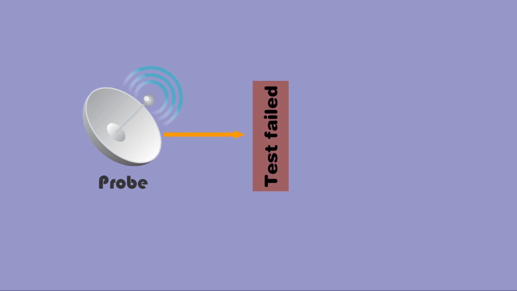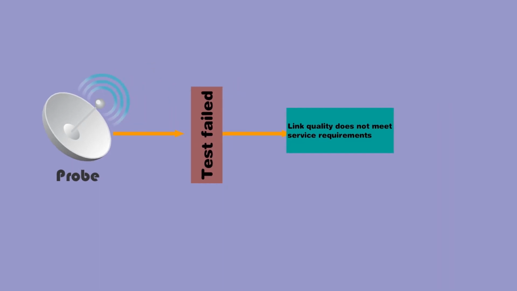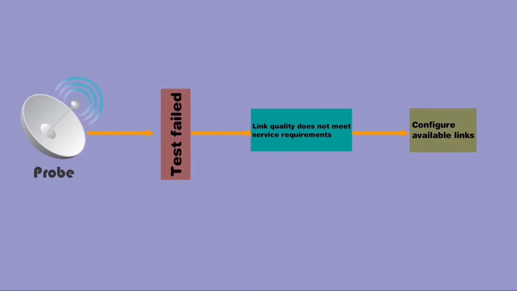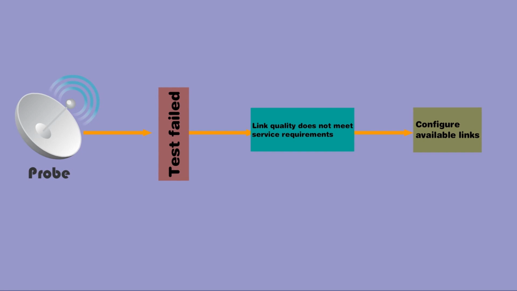If an NQA test instance for a service link fails, it means the link has not met service requirements. In this case, you need to configure other available links to ensure service transmission.